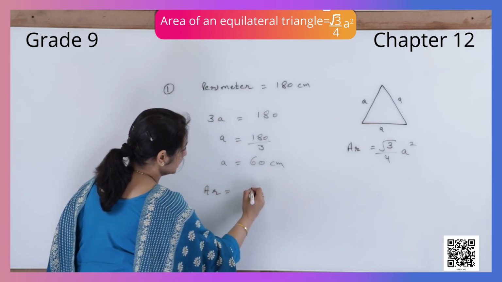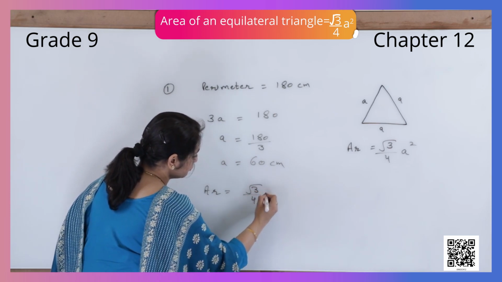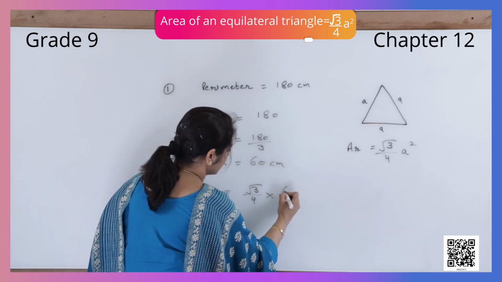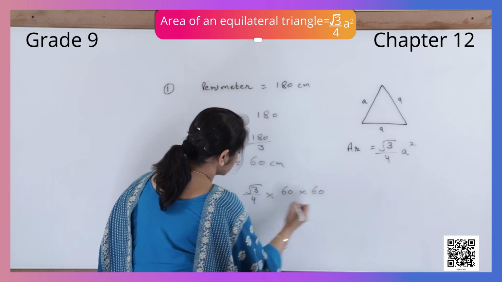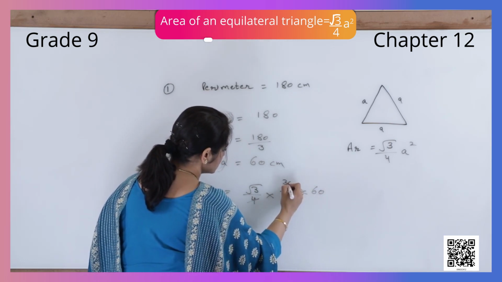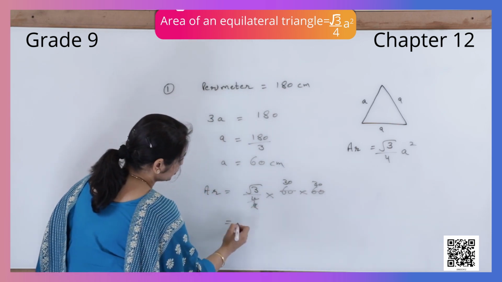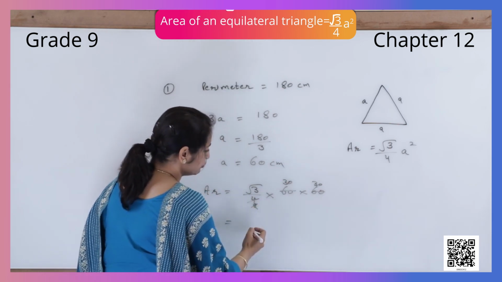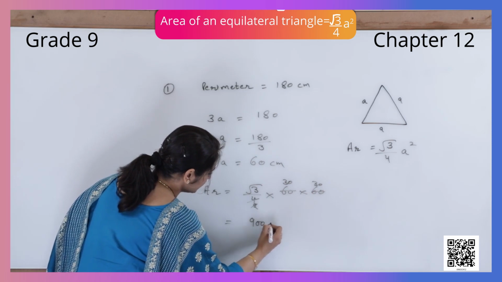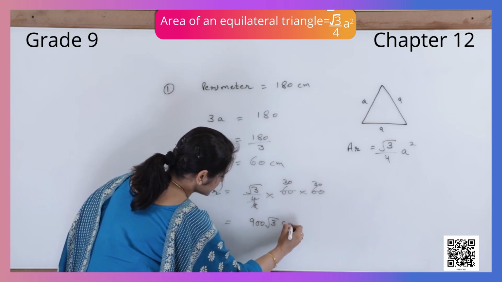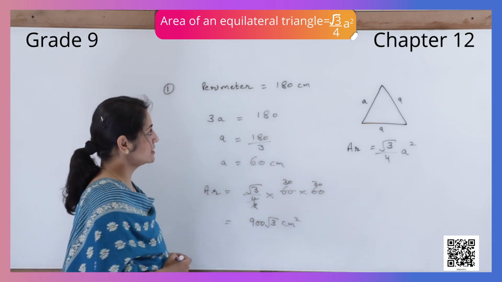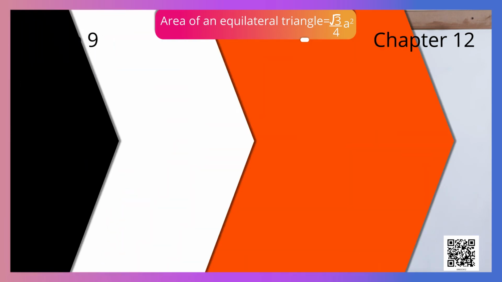So area will be under root 3 upon 4 into A square, that is 60 multiplied by 60. Now this will give us, so here we have 3 3s are 9, so 900 under root 3 centimeters squared. That's the area of this triangle. Now let's have a look at the next question.